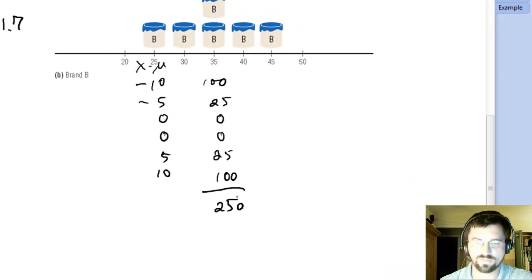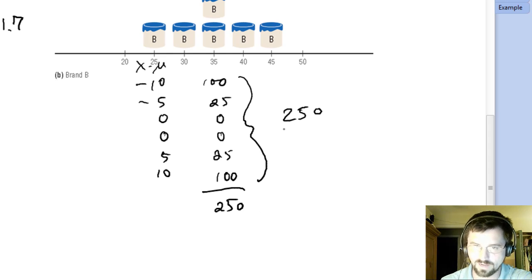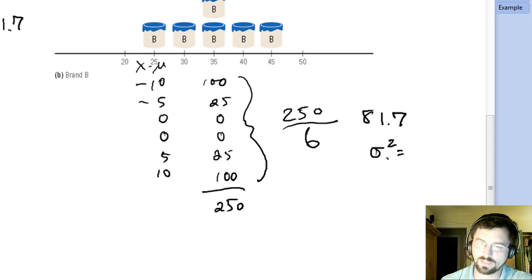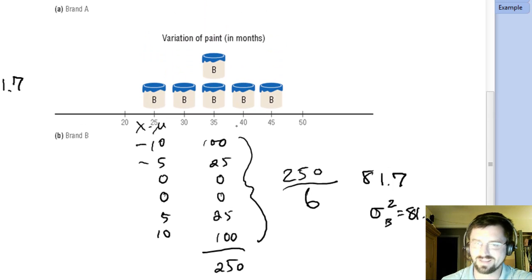Now, we don't want the sum, we want the average of these values, which is why I got the sum. So I take that sum and divide it by the number of values, the population size. So I'm dividing by 6. 250 divided by 6 is 41.666, so the variance for B is 41.7. But we don't normally leave it as variance.